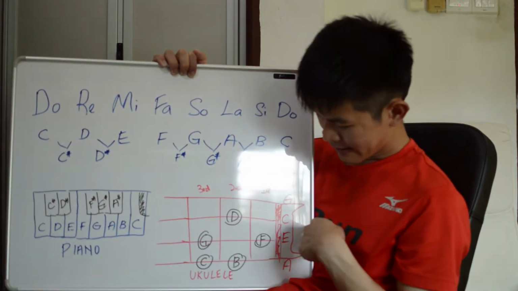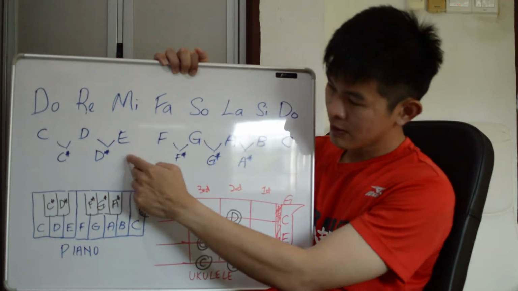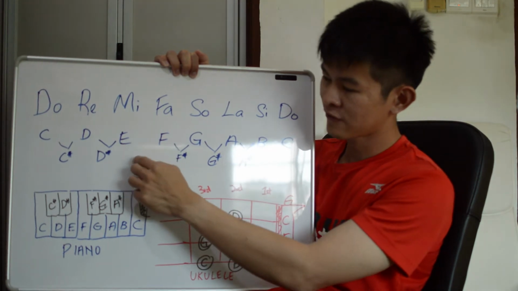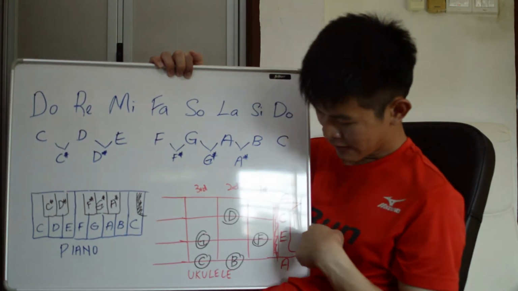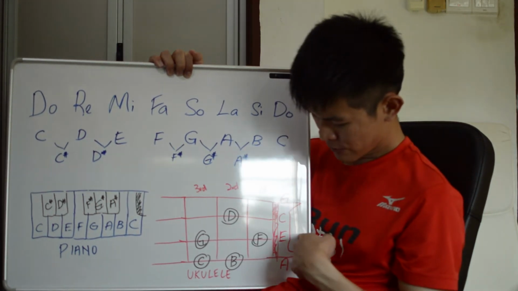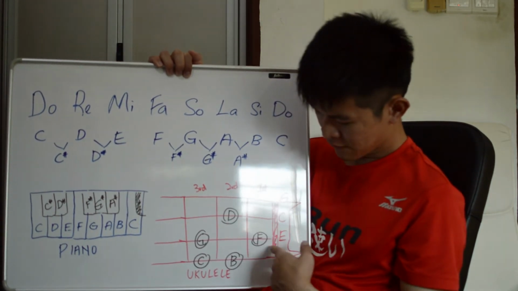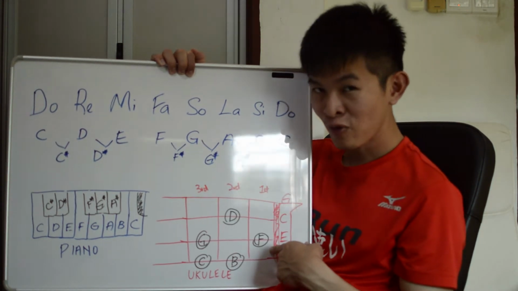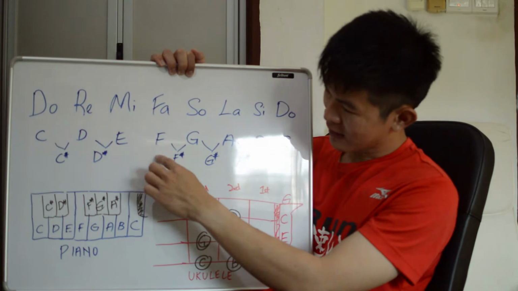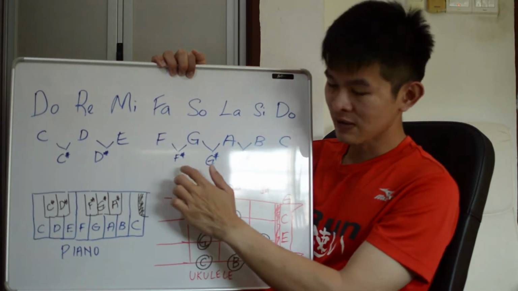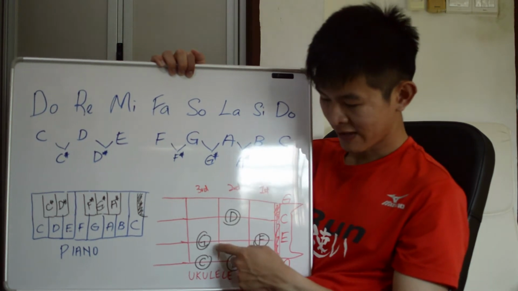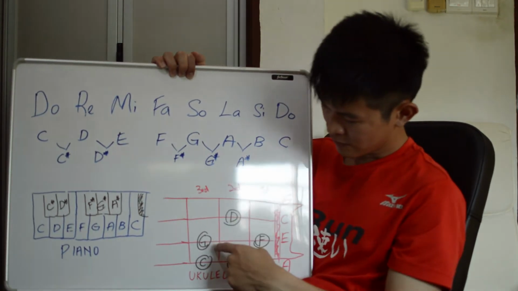Okay? Then next, Mi to Fa. It's a half note, so we don't have to skip one column. So see, E to F, Mi Fa. I hope that you can at least get the logic. Okay, so Fa to Sol is a full note, so we have to leave a blank. Fa, F sharp, G. Okay, because it's a full note.